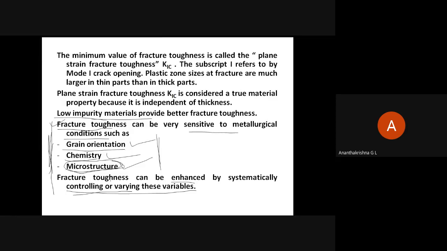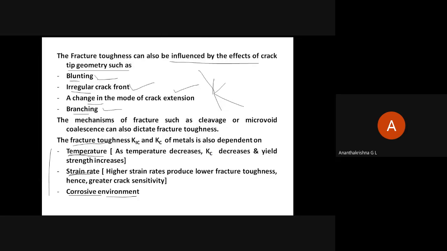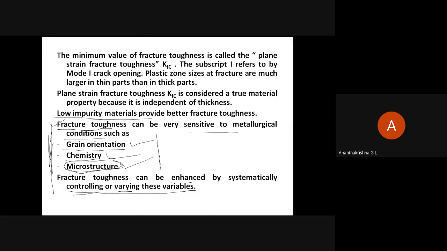Then it is also influenced by the crack tip geometry, such as blunting of crack, irregular crack front, and then mode of crack extension and branching of cracks. So these are the factors that will influence fracture toughness. Also, the temperature, strain rate, and corrosive environment. These three also in total influence fracture toughness. So totally these four, and the other three, grain orientation, chemistry, and microstructure, these are all the factors that will influence fracture toughness.